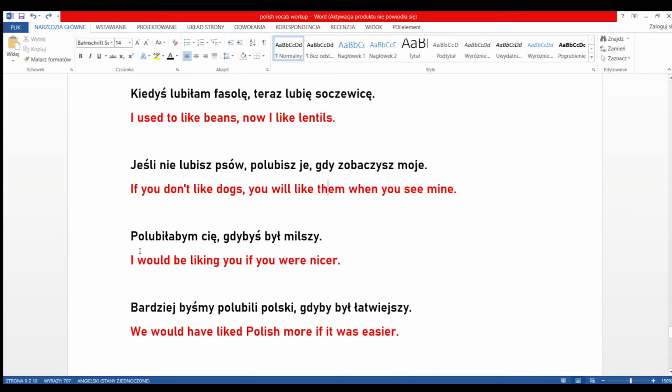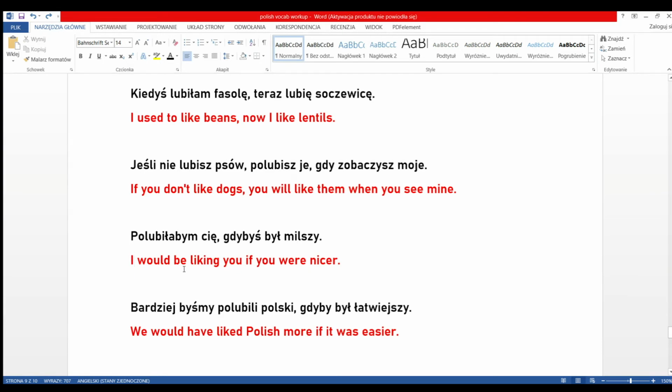Okay, polubiłabym cię, gdybyś był milszy. I would be liking you if you were nicer. So this is the conditional form. We have also talked about it, and we've said that you put the verb in the 3rd person in the past, and then you add bym after it, and then it becomes I would be liking you. For example, in this example, or you can say I would like you if you were nicer, but in English you cannot say this.